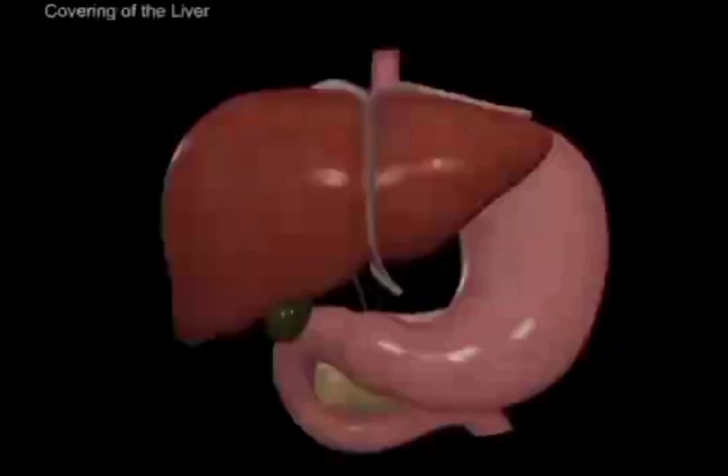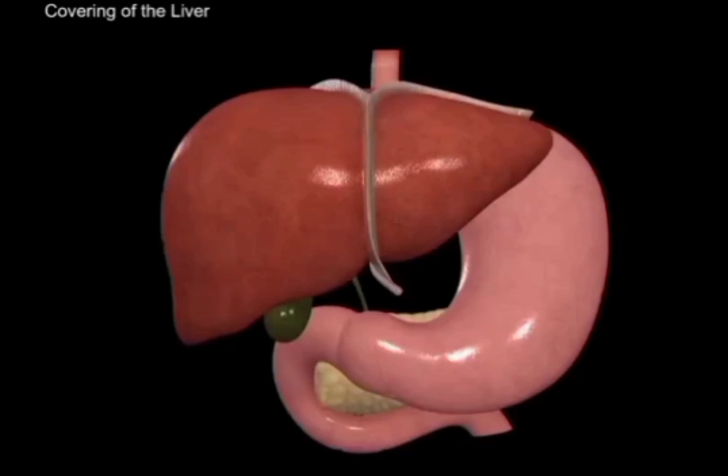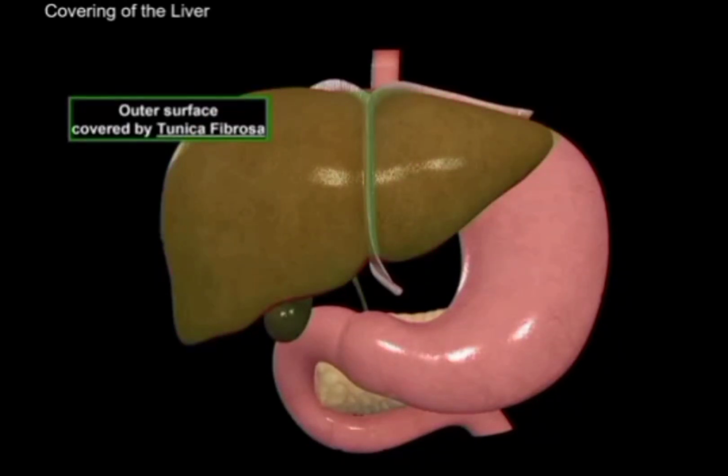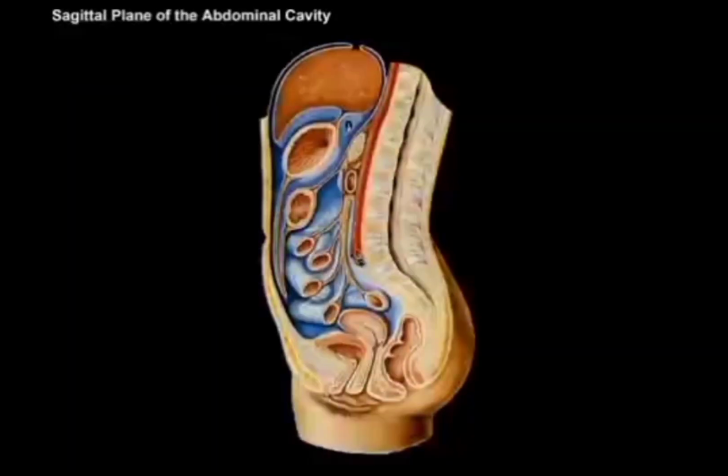Now let's go over and look at the coverings of the liver. So the liver is protected, right? It's protected by something called tunica fibrosa, which is a fibrous sheath. And then on top of it is covered by something we call the peritoneum. I'll talk more about the peritoneum in a separate video, but for now, imagine this is a sagittal plane of the abdominal cavity, right?